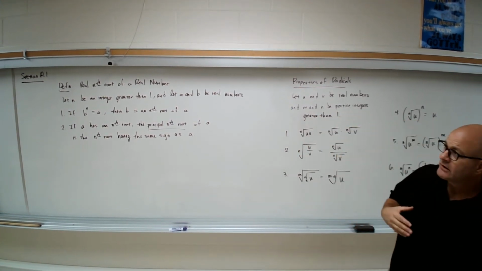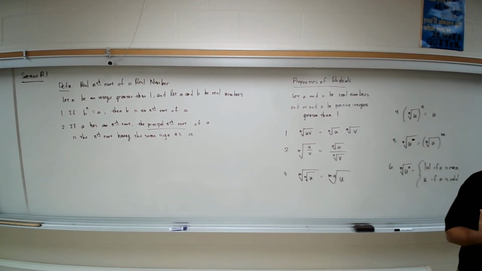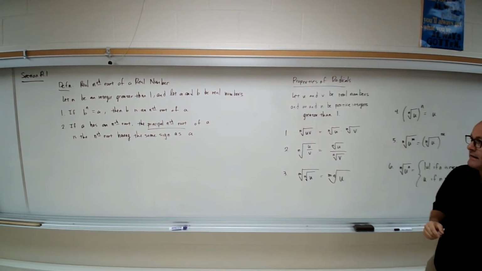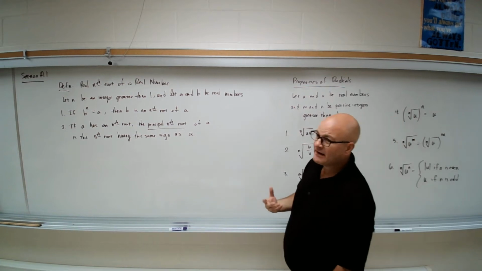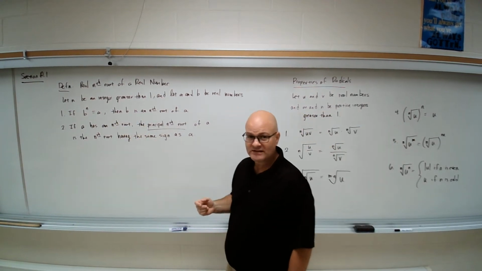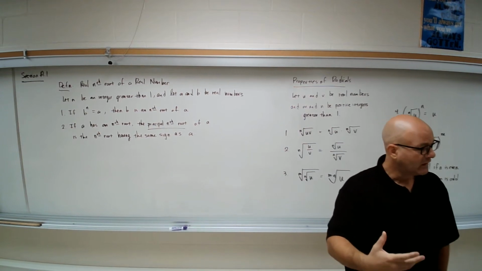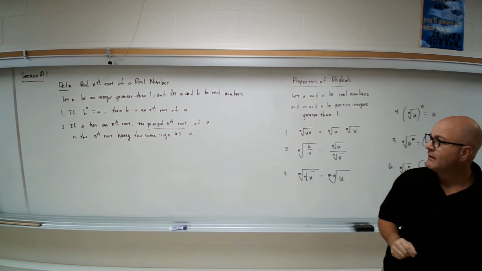Okay, so today we're going to get started with just a review of radicals, right? Square roots, cube roots, fourth roots, things like that. This is from the appendix of our textbook. It's called section A1. So if you want to look in a textbook, whether online or in one from the room, you could do that.